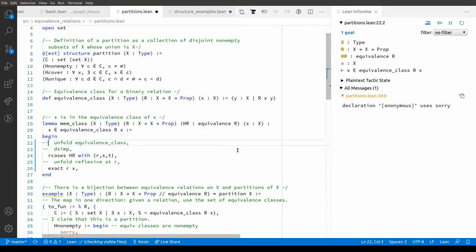My guess is that this HR, this equivalence, is made up of three things. To make a term of type equivalence R, you need three things. You need a proof of reflexivity, proof of symmetry, and proof of transitivity.